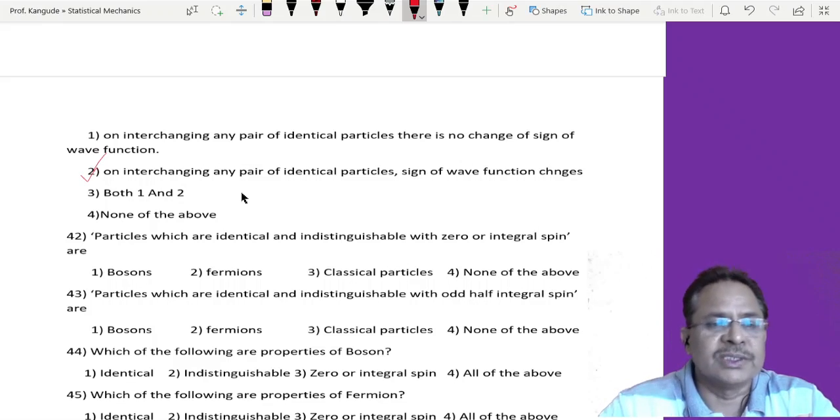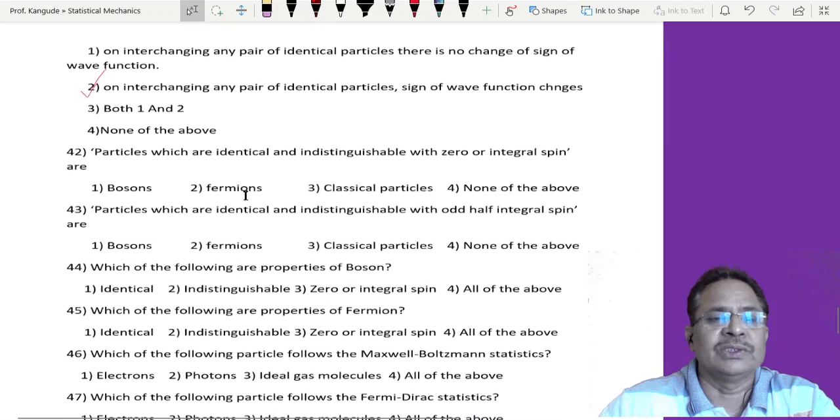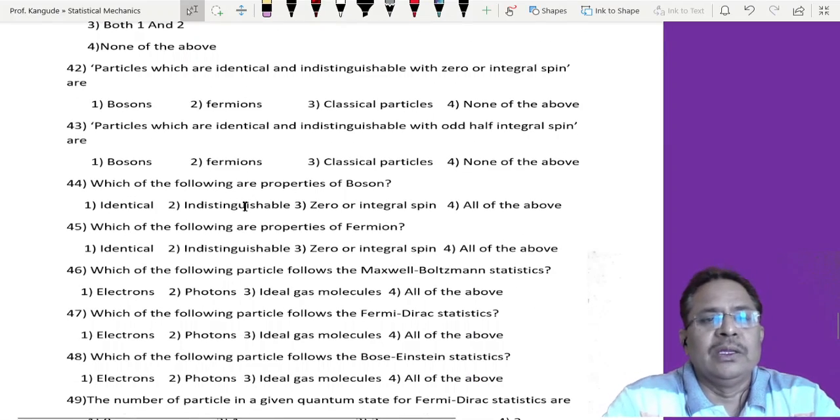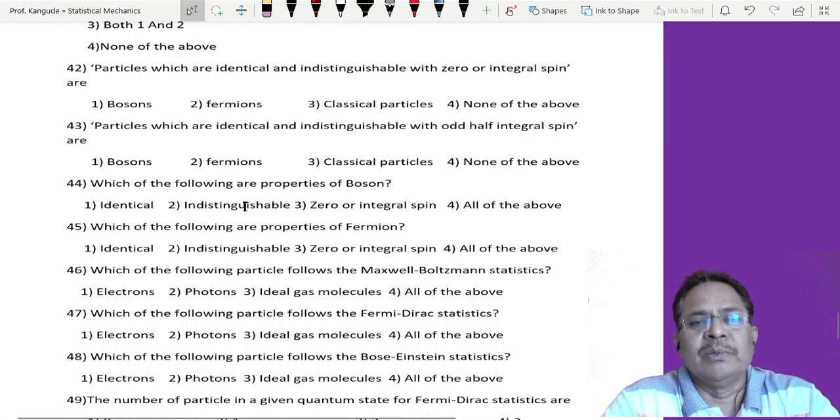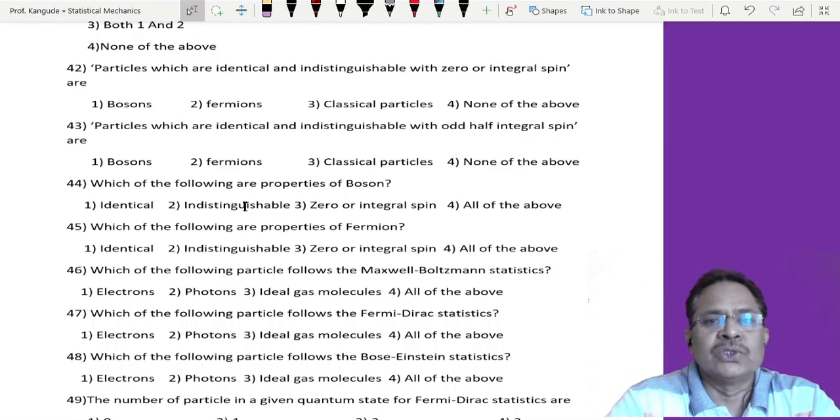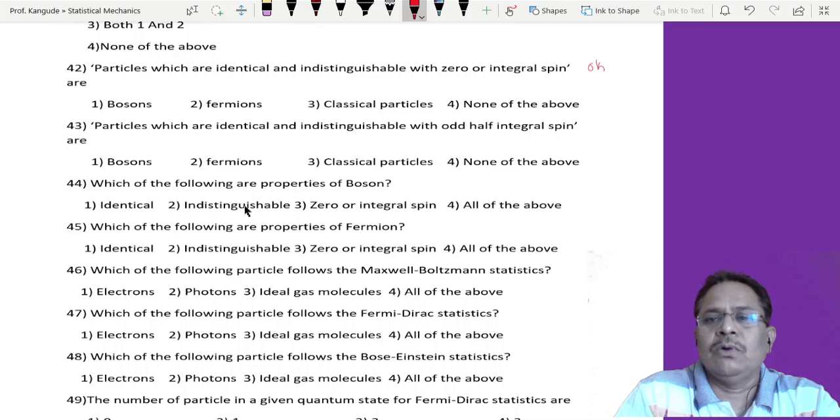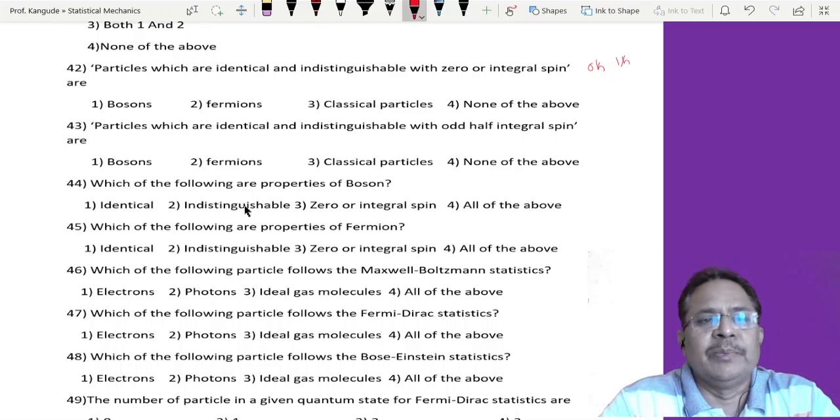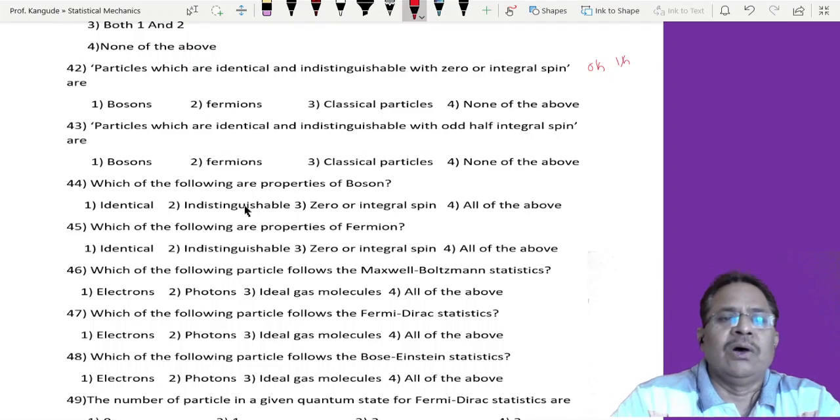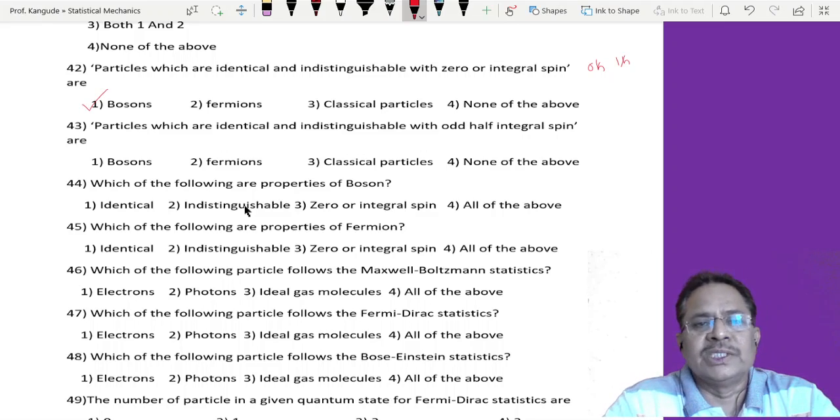So this is the actual definition of this anti-symmetric wave function. Then question 42: particles which are identical and indistinguishable with 0 or integral spin, so 0 into h cross or 1 into h cross, etc., all these particles are called bosons. So bosons have all these parameters, or bosons are the particles which have all these types of properties.